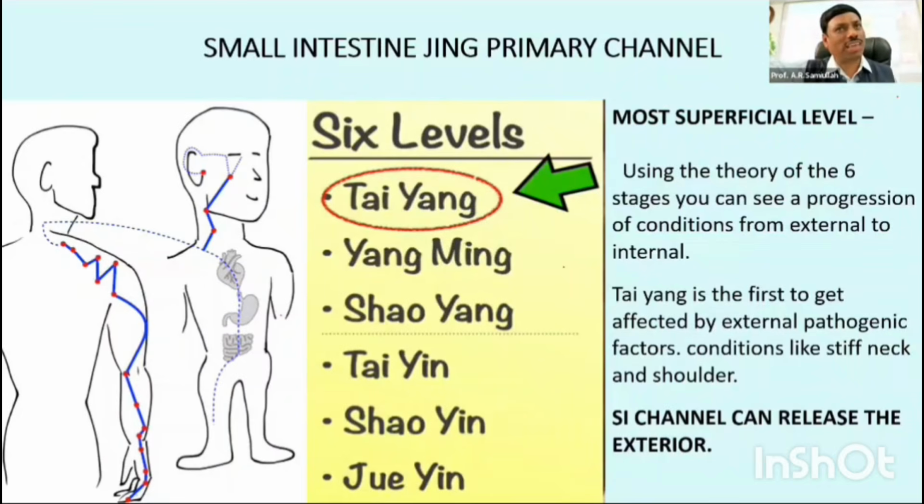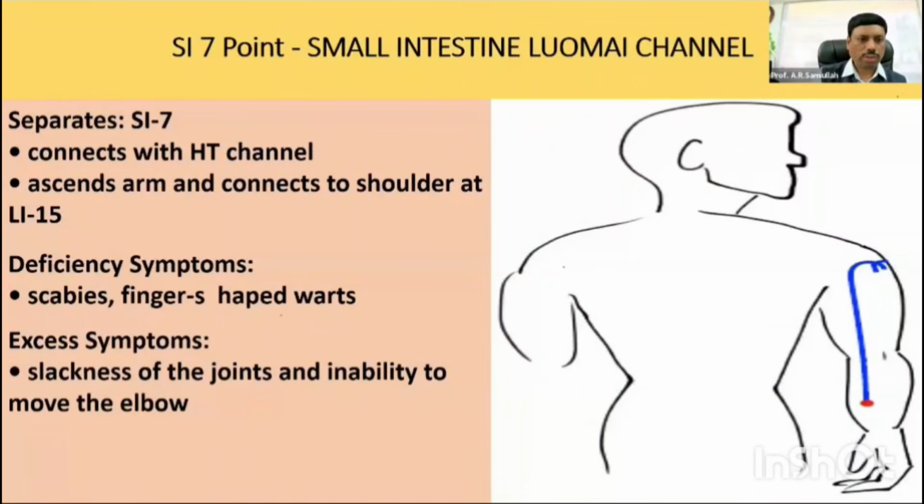When there is a UB problem, don't treat the UB, treat the SI Taiyang. When there is an SI problem, don't treat the SI, treat the UB meridian. Similarly, there are novel concepts, but I told you of hundreds of different types of acupuncture. Whenever a situation comes to you, try to treat at a different level. Hopefully that will also help you.